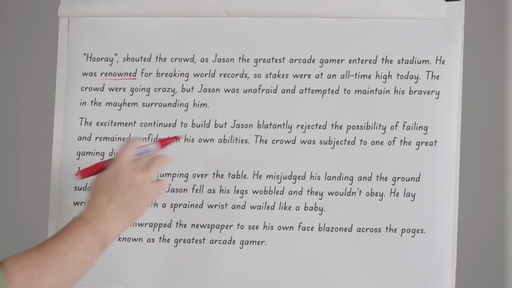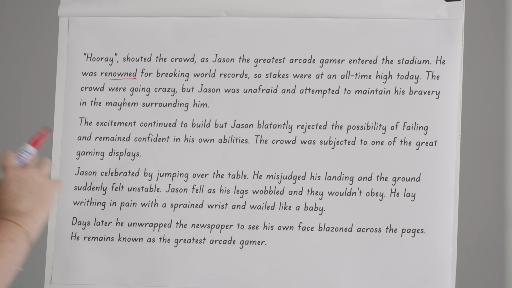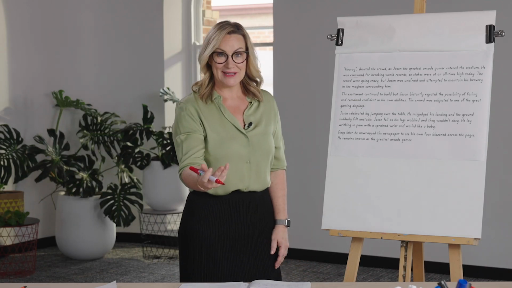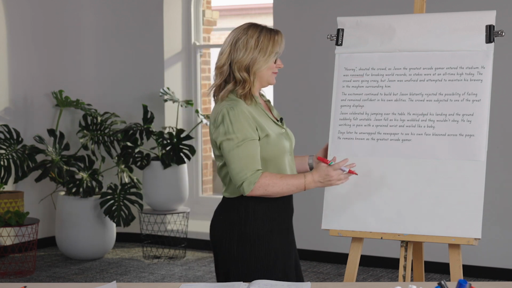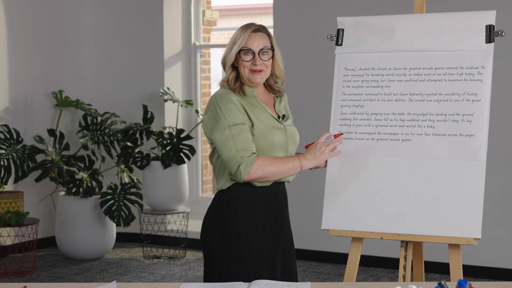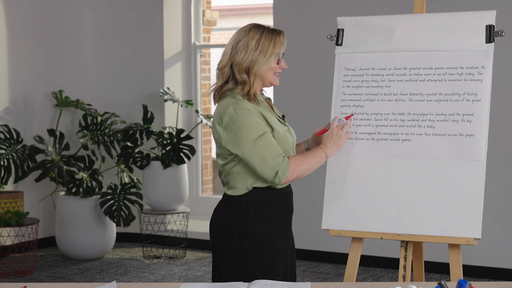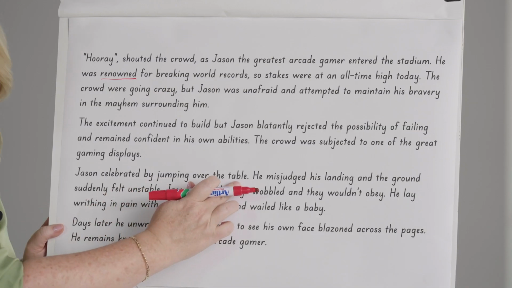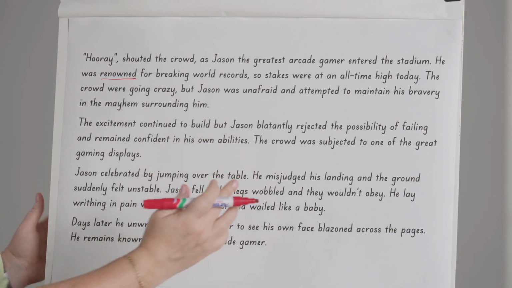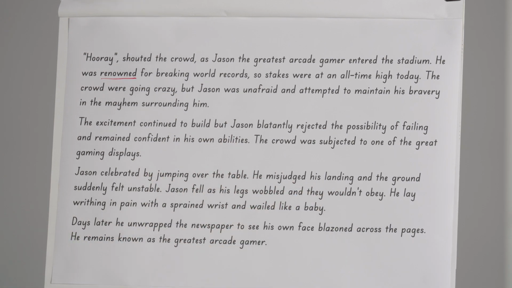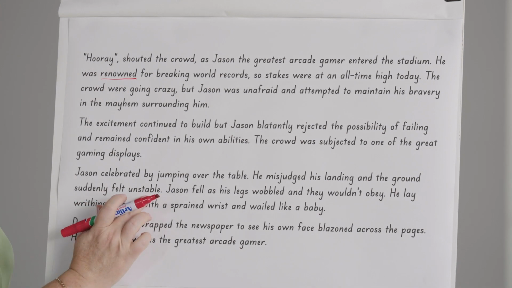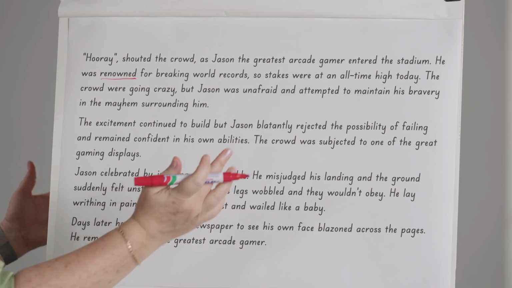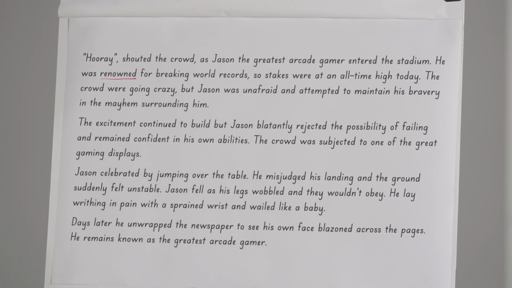Great. And the crowd was subjected to one of the greatest gaming displays. So he lived up to the expectations. He put on a great show for the crowds. What did he do? He got super excited and he tried to celebrate by jumping over a table. What did he do? He misjudged that landing. And the ground went wobbly beneath him, suddenly felt unstable. And Jason fell as his legs wobbled. What wouldn't his legs do? They wouldn't obey him.